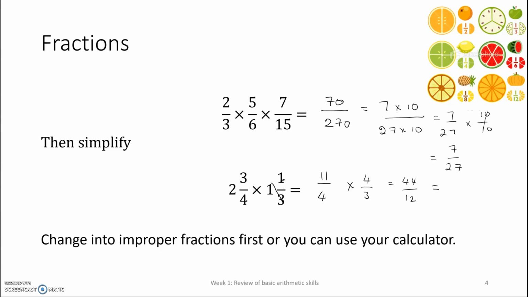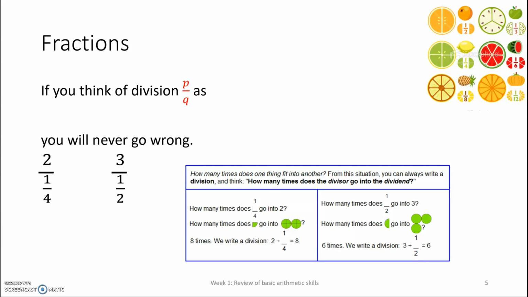I'm sure we can simplify that. We could write that as 4 times 11 over 4 times 3. So our answer would be 11 over 3. And if it was important, we could write it as 3 and 2/3. You can use your calculator to change fractions into improper fractions, or you could just do it the way I did it just then. Now, division is not so easy.